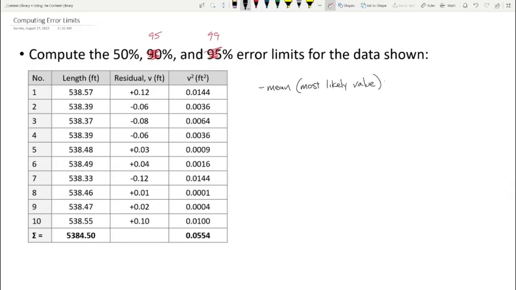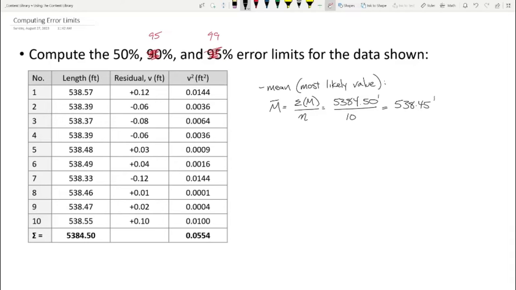Okay. So recall that in order to compute the mean, we're going to take the sum of the measurements and divide it by the number, okay? Notice on this example, some of that set of calculations have already been done for you. I have the sum of the measurements right here. So this is 5384.50. We're going to divide that by the number of measurements, which is 10, which is 538.45. I think I can do that one in my head. That's just tracking the decimal back one place. So that's in feet. Let me put my units there. So feet and feet. Okay.